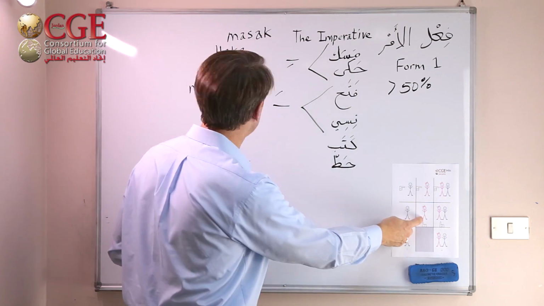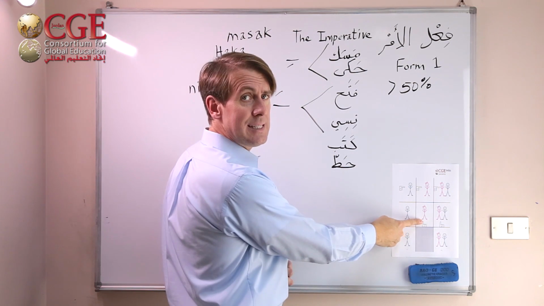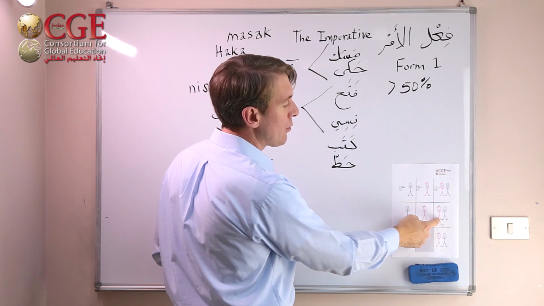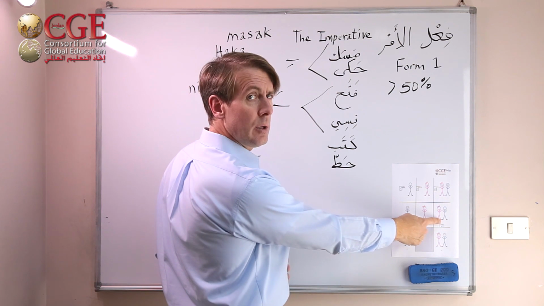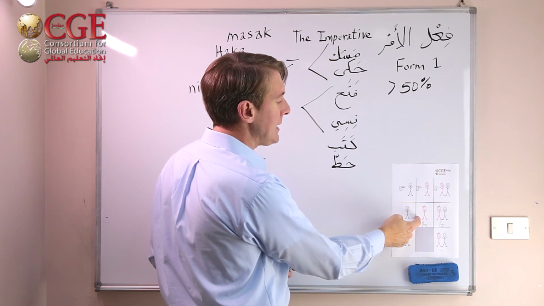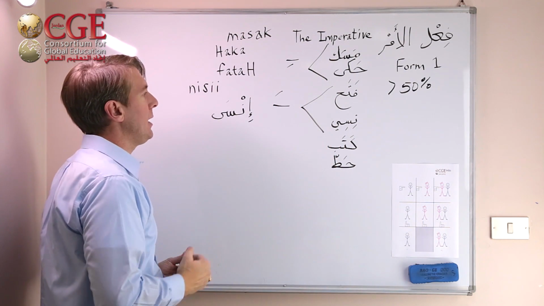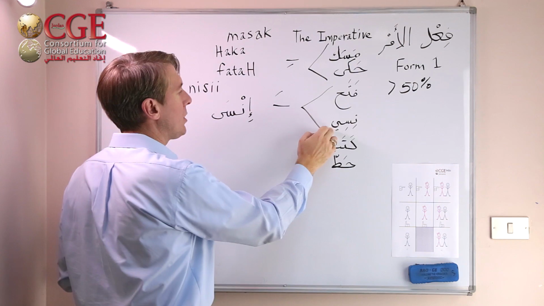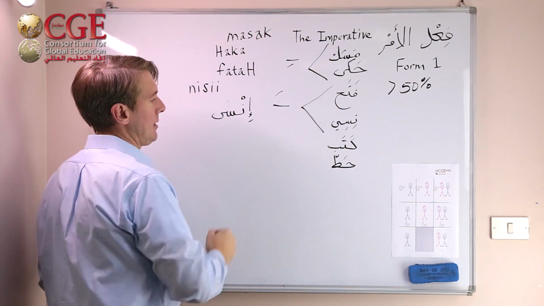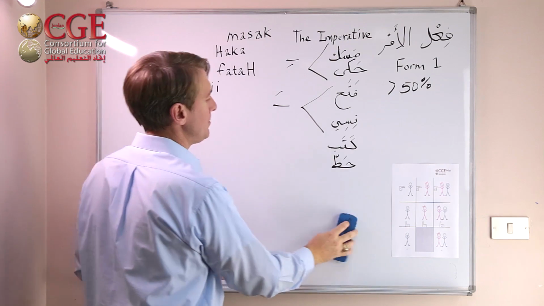For a girl, though, you're going to have to add that ya. So it's insi. And then for plural, insu. Insa, insi, insu. That's how you have it here in the first form for weak letter verbs that take the fatha. Okay? So let's move on to the next one.